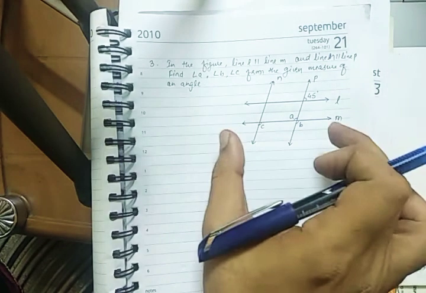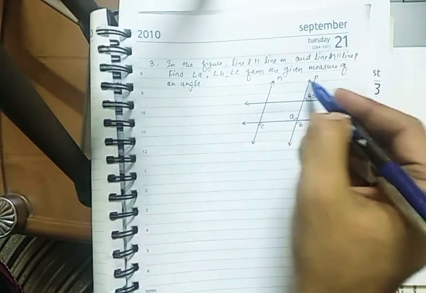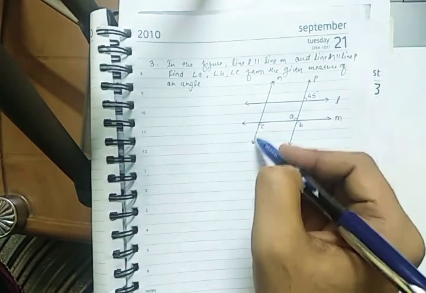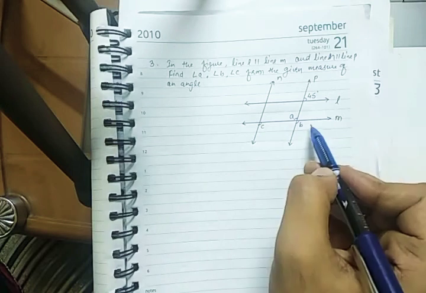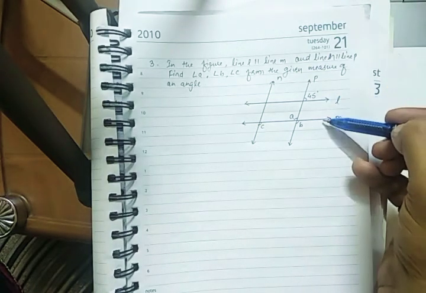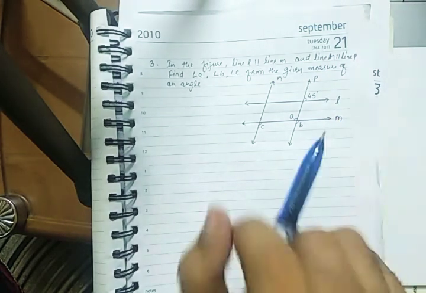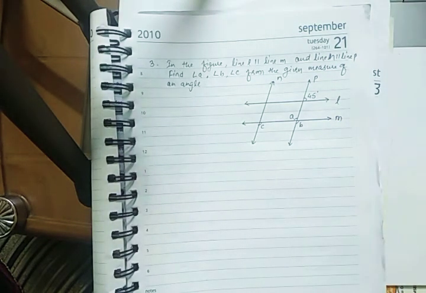If you observe these lines, N is parallel to P, so L and M are transversals. And when I say L is parallel to M, P and N are transversals. So in both directions you can see the parallel lines and transversals. Let's move ahead. We'll see how to find angle A, B and C.